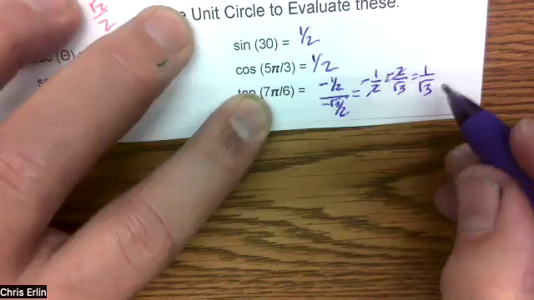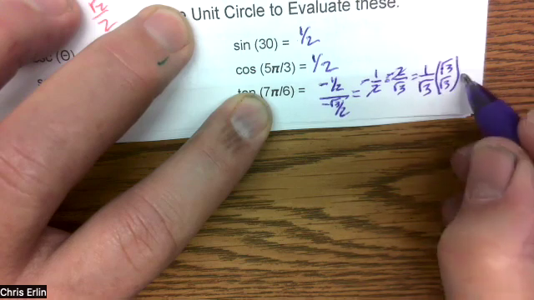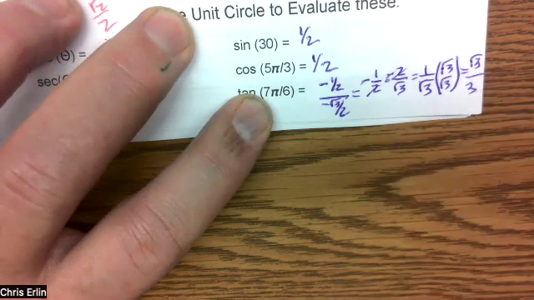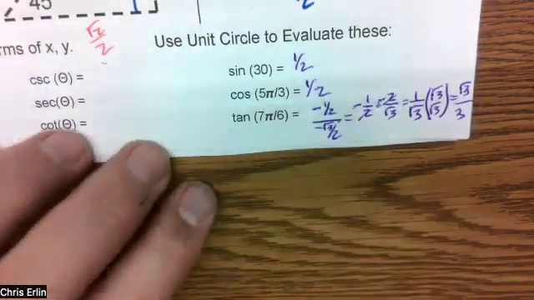Now we're back to what Shelby said. We need to have a way to get rid of the radical in the bottom. And so I get root 3 over 3. That should be my solution for tangent of 7 pi sixths.